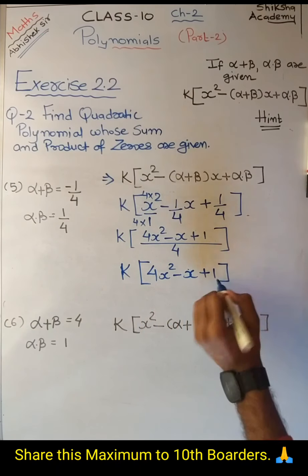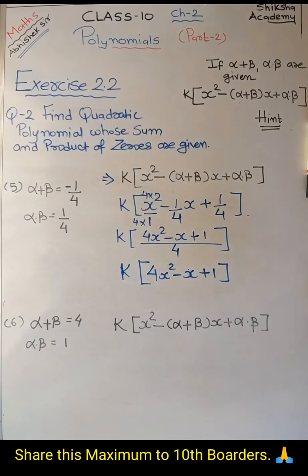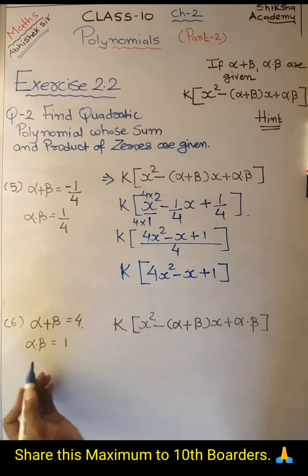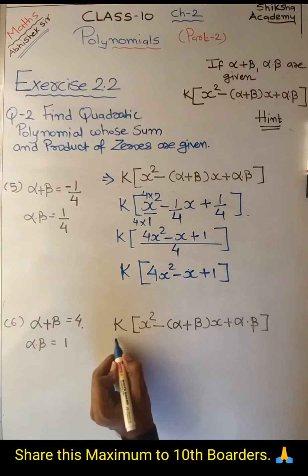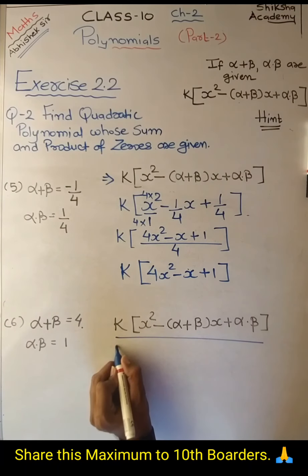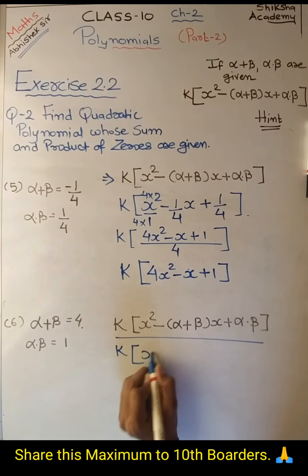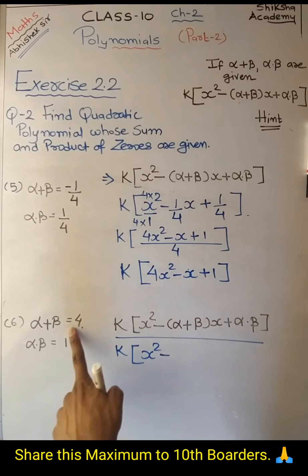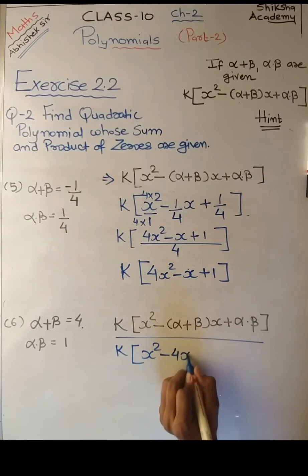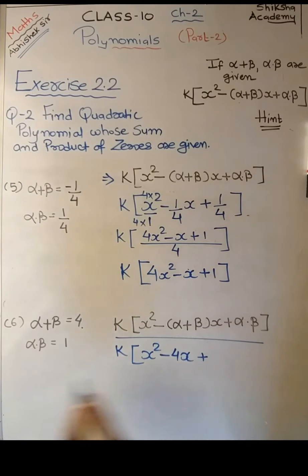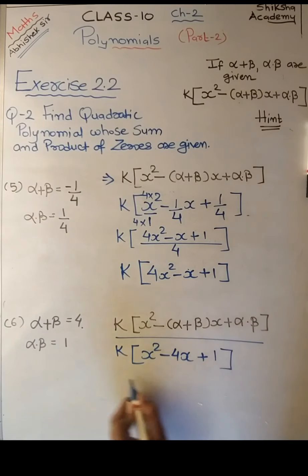The last question, alpha plus beta is 4 given, alpha into beta is 1 given. Here we have our original equation. Just putting the values, it will be x square minus alpha plus beta is 4, so 4x plus alpha into beta is 1. So this is our final answer.